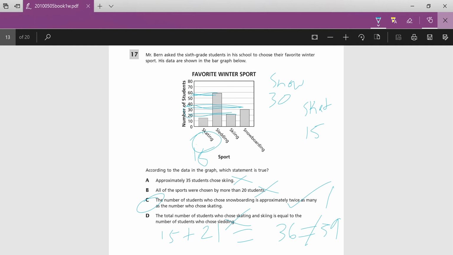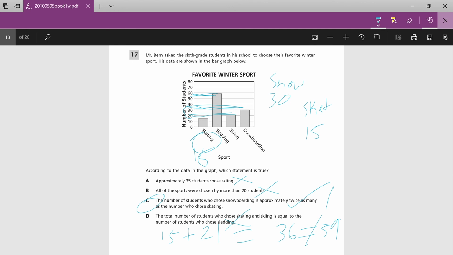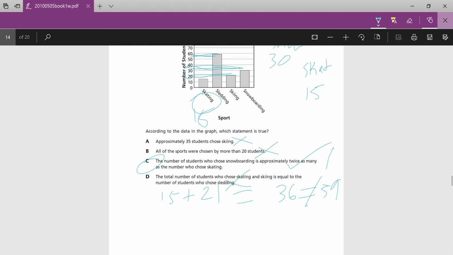So approximately 35 students chose skiing as choice A. You would go to skiing and see that it's not 35 at all. It's around 21 to 22. So that is the wrong answer. All of the sports were chosen by more than 20 students. So let's go through each and every single choice. So skating, there's only 15 students that chose that. So automatically we know no, it's not more than 20 students.